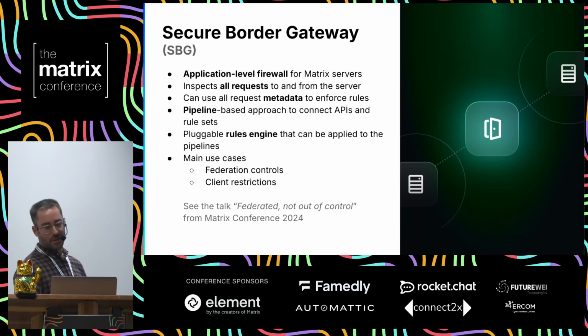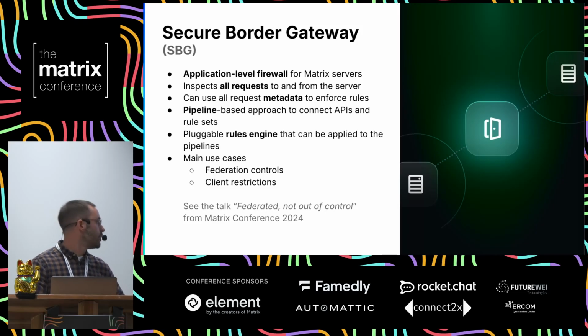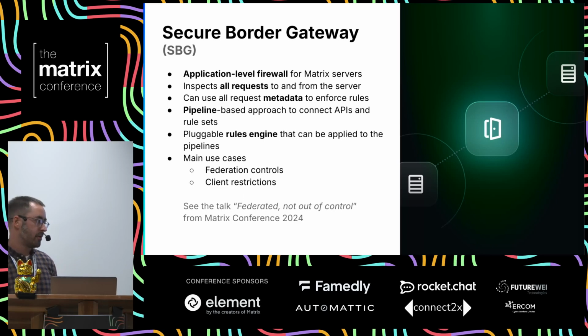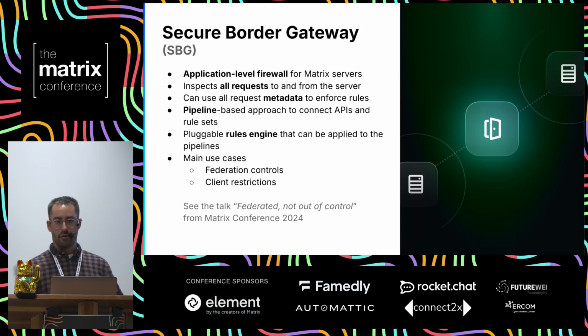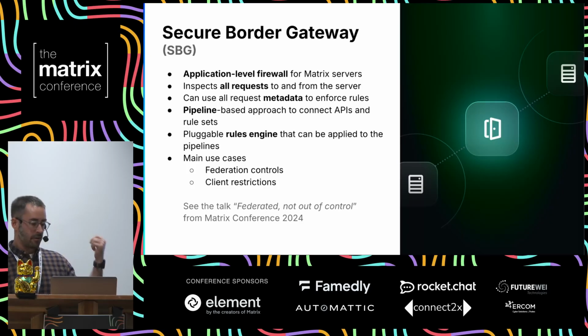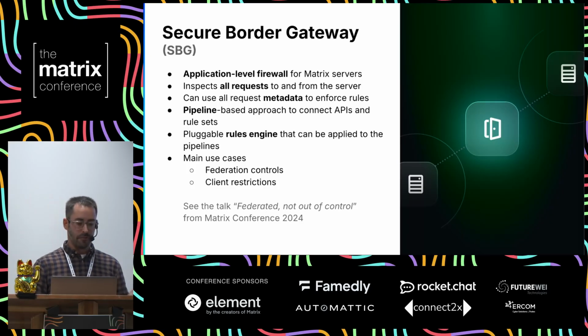Then you get the secure border gateway. I'll keep it short. That's basically an application level firewall for Matrix servers, which you can use to impose federation controls, to impose client controls. So it will basically inspect all the requests that go into the home server or go outside of the home server, and you can use it to either block certain requests to enforce a private federation, for instance, or also to rewrite certain requests. That's the tool in TI Messenger that we use for the Messenger proxy.